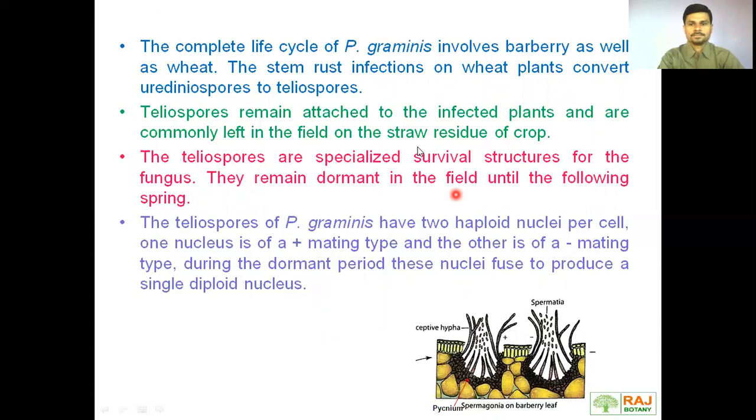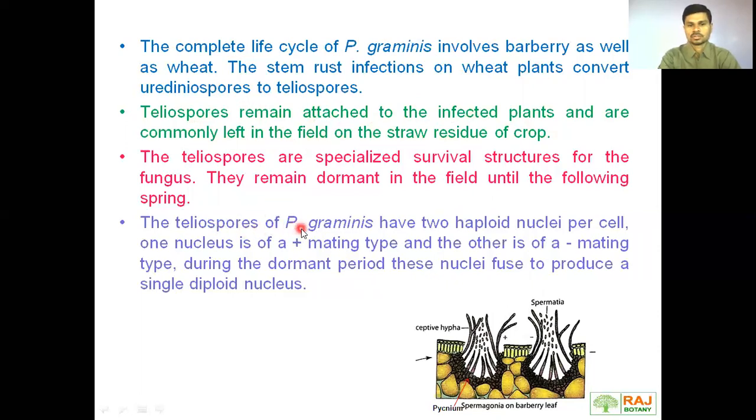The complete life cycle of Puccinia graminis involves the barberry as well as the wheat plant. The stem rust infection on wheat plants converts the uredinospores to teliospores. Teliospores remain attached to the infected plants and are commonly left in the field in the form of straw residue of the crop. These teliospores are very specialized structures for the survival of this pathogen, and they remain dormant in the field until the upcoming spring season.